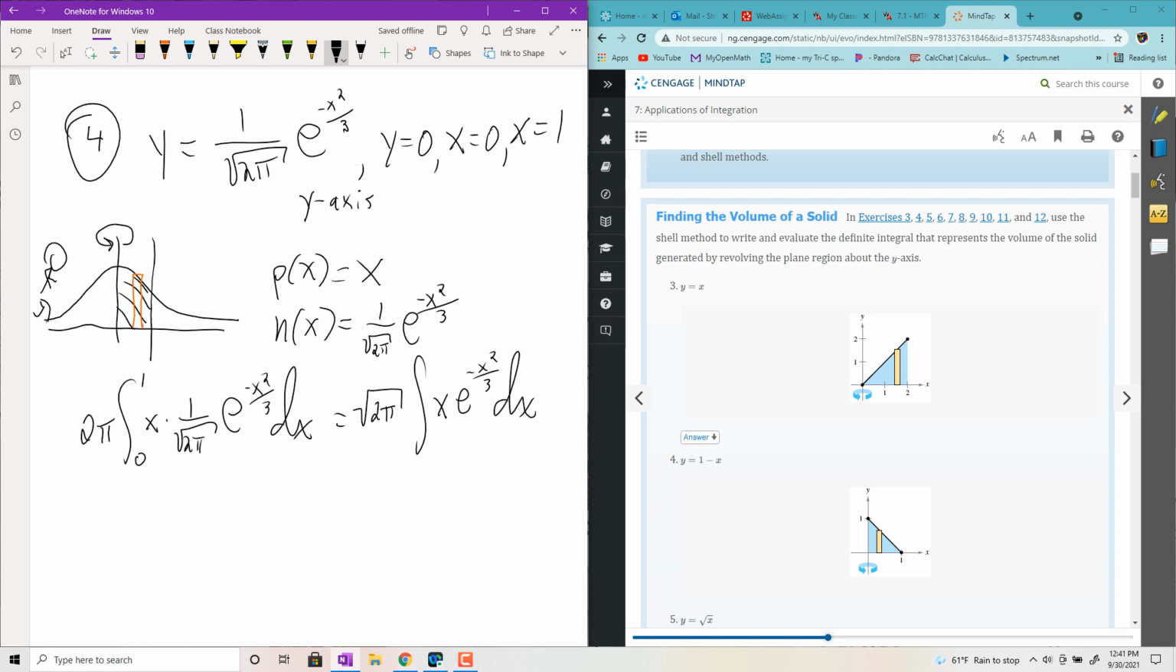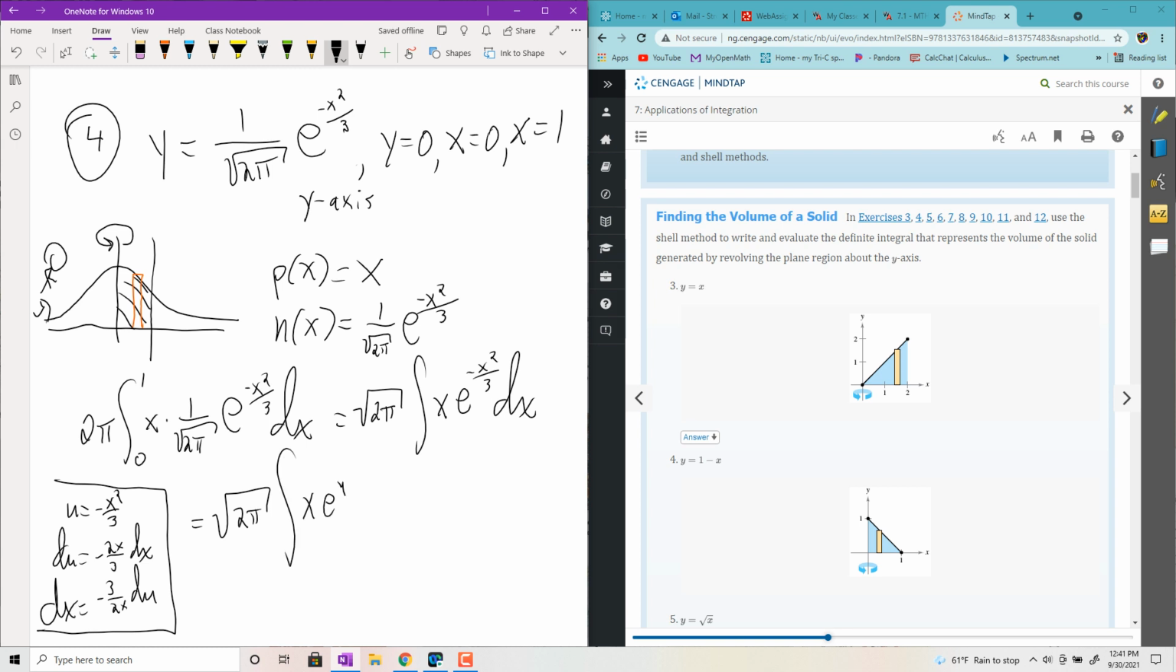You're going to have to do a u sub. u is negative x squared over 3. du is negative 2x over 3 dx. So dx will be negative 3 all over 2x du. Okay. So rewriting, square root 2 pi integral x e to the u times negative 3 all over 2x du. The x's nicely cancel. You can factor out the negative 3 halves, so you get negative 3 square root 2 pi all over 2 times the integral of e to the u du.